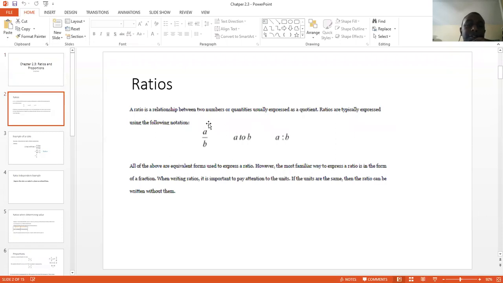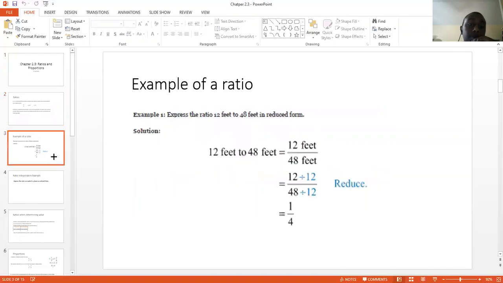So a ratio is a relationship between two numbers. A over B is the most common form, used as a fraction. Here, 12 feet to 48 feet, that's an example ratio. Whenever you have a ratio, you want to reduce to the simplest form. So 12 over 48, the simplest form is 1 over 4.